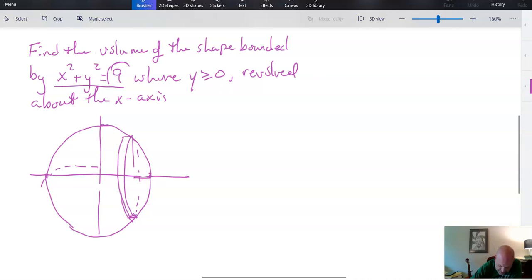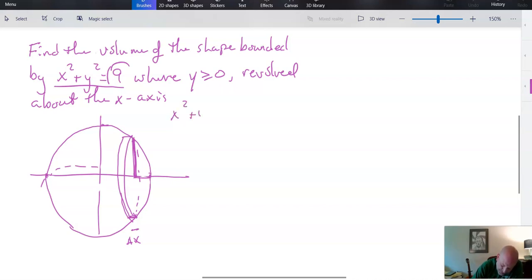Okay, so I need the height of the disk. I already know the width of the disk is delta x, or my dx is what it ends up becoming. So I just need the radius. I need to find the radius so I can plug it into that integral. The radius is the height at this point. And the only way we're going to get this is if we go ahead and solve this for y.